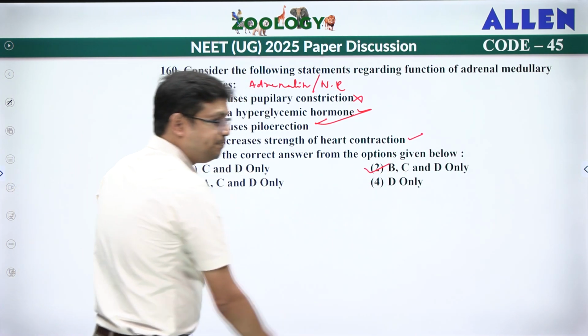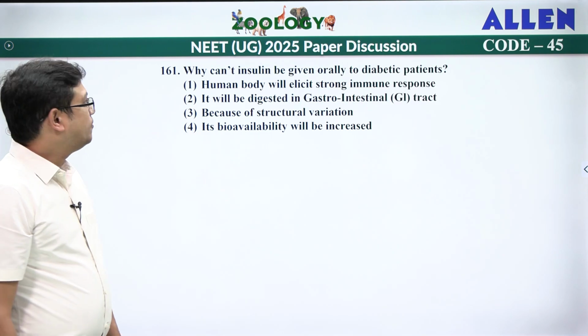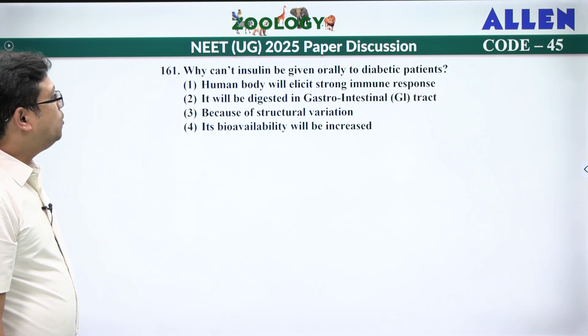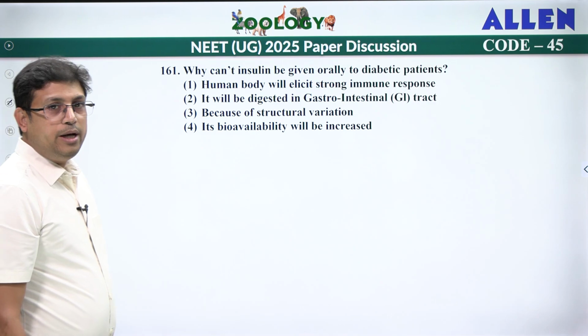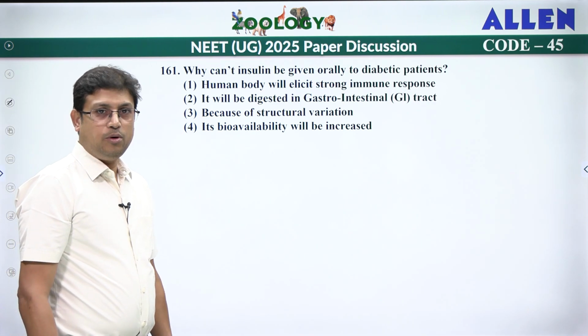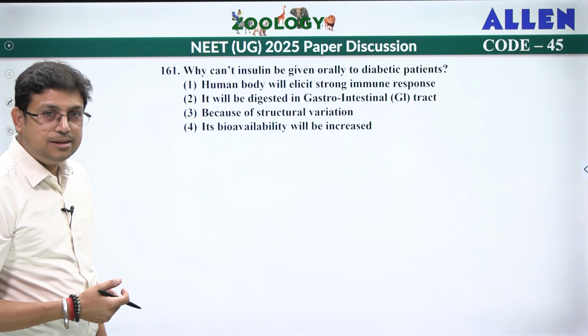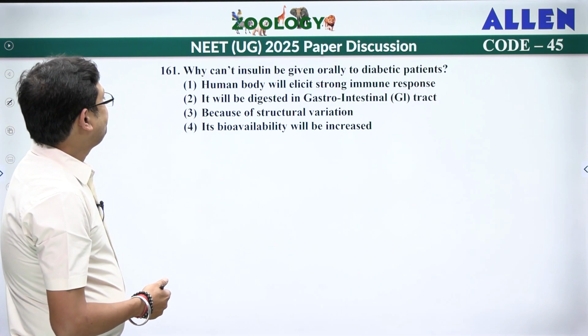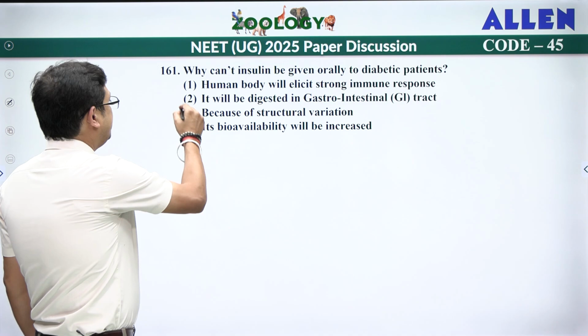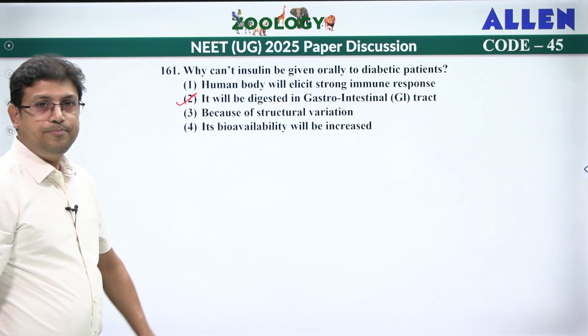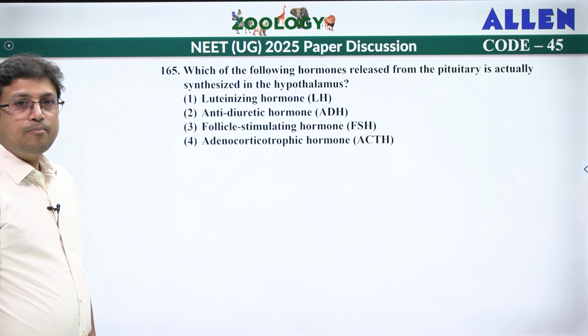Answer is 2. Next. Why can't insulin be given orally to a diabetic patient? Because insulin is a protein hormone, right? And we have a lot of enzymes in our digestive system that can digest protein. So it will be digested in the GI tract. Direct answer. Second one.